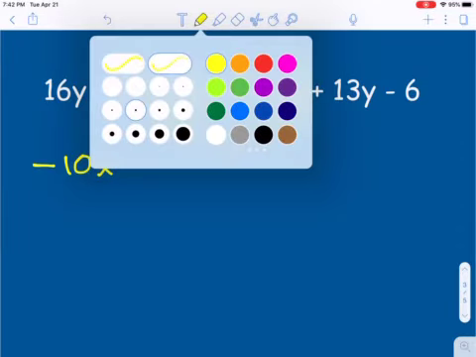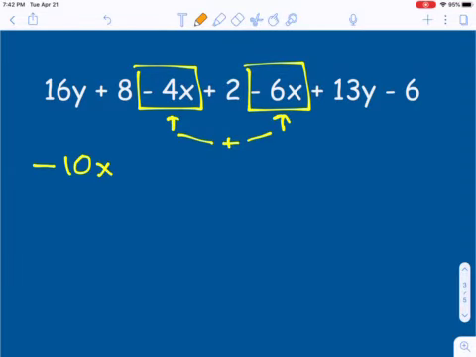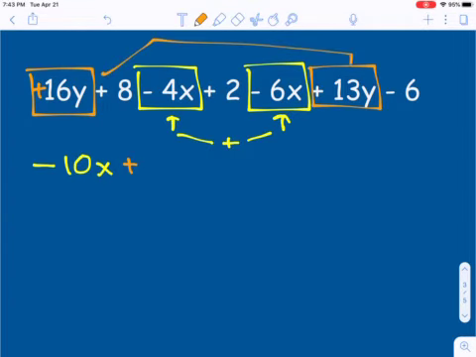Next thing we're going to do is our y's. So I've got positive 16y. Remember, when it doesn't have a sign, it's always positive. And I've got positive 13y. So 16 plus 13 adds up to be 29y. And then my last thing is I've got three constants left. I've got plus 8, positive 2, and negative 6. So I just add them all up. 8 plus 2 is 10, and then 10 minus 6 is 4. So I have plus 4.